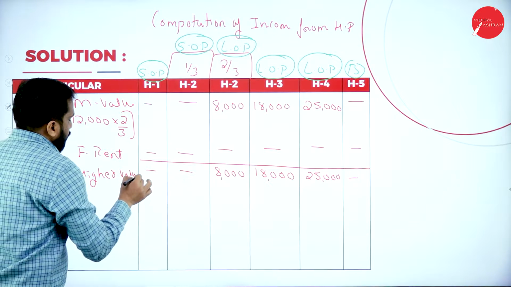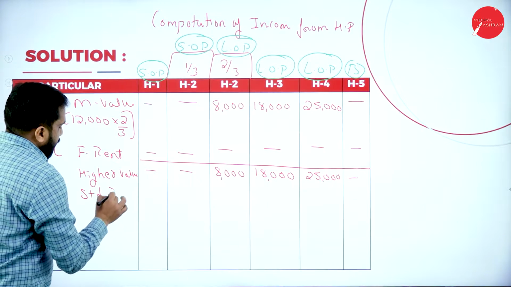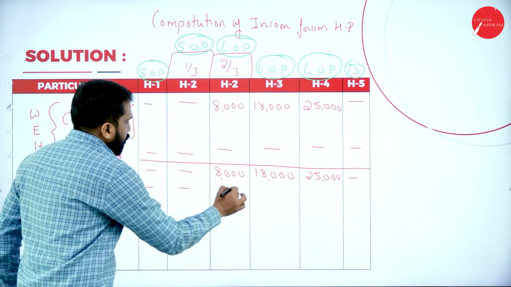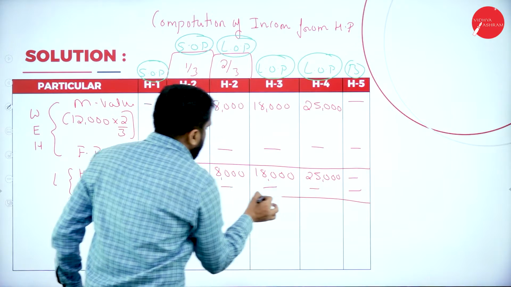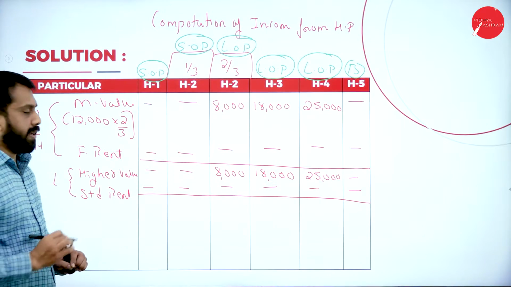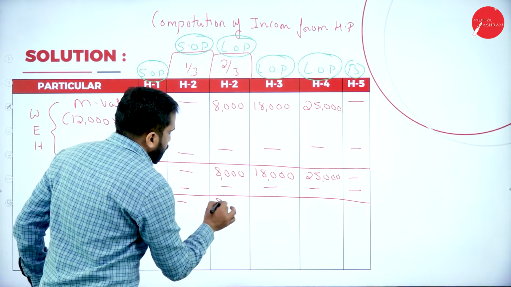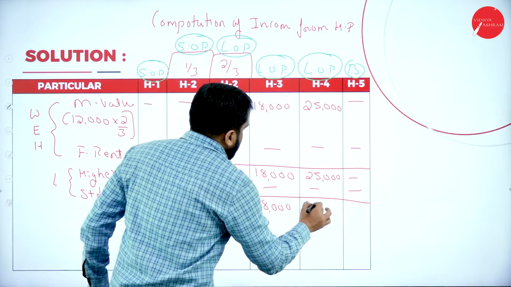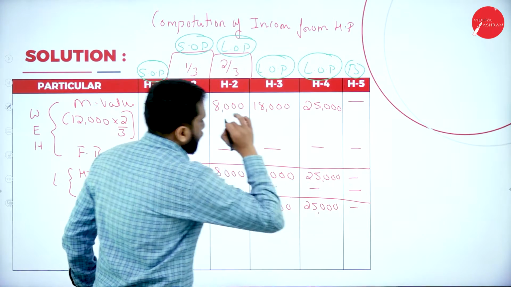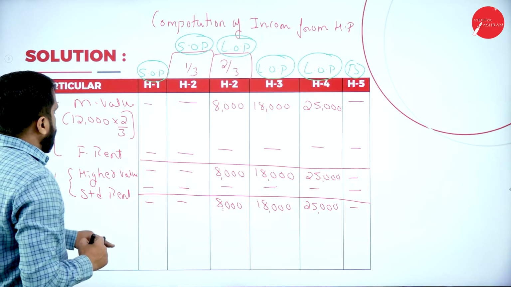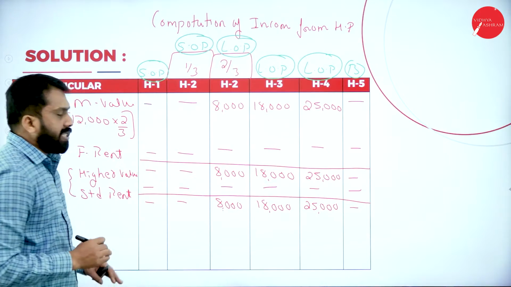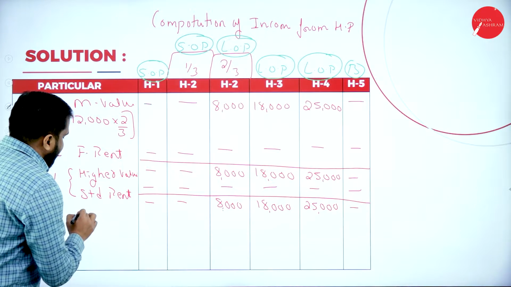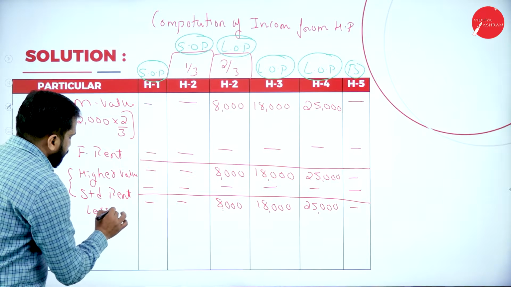Now, compare the higher value with standard rent. What is the standard rent? Again, in the question, they have not mentioned standard rent. So your answer will be what? It will be same: 8,000, 18,000, 25,000, and nil. Hope you are clear? Yes. Now, we are done up to this. Up to this, we have completed. Now, again, I'll compare with actual rent. These are the lesser value.